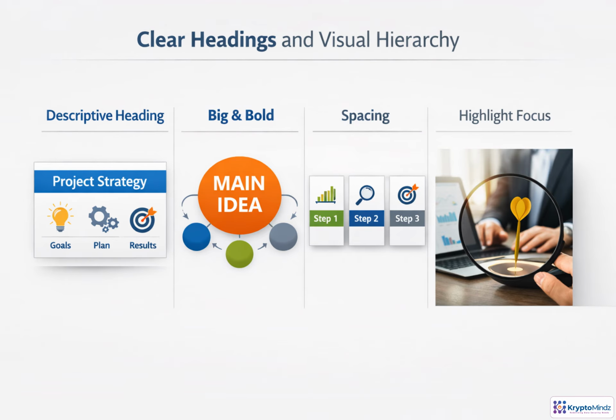Learners should never have to hunt for the point. Clear headings tell them what the content means, not just what category it belongs to. Visual hierarchy then shows what matters first. Size, contrast, placement, and spacing all act like signals. A larger main idea draws attention. Space creates breathing room between related parts. A single highlight focuses the eye. The goal is simple: guide attention deliberately, so learners process the message in the order you intended.